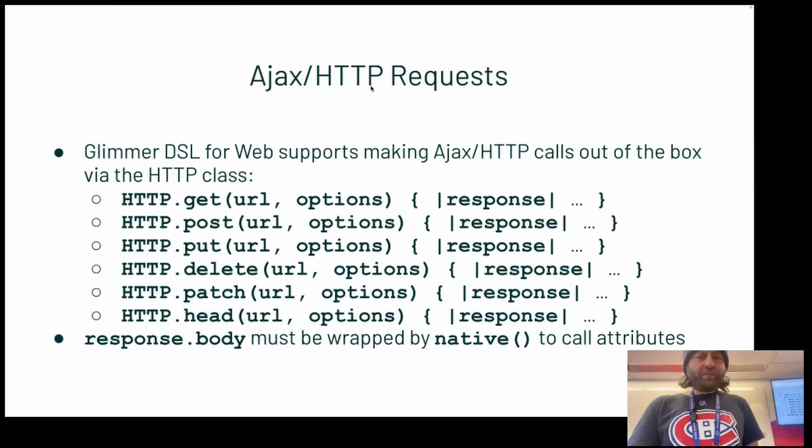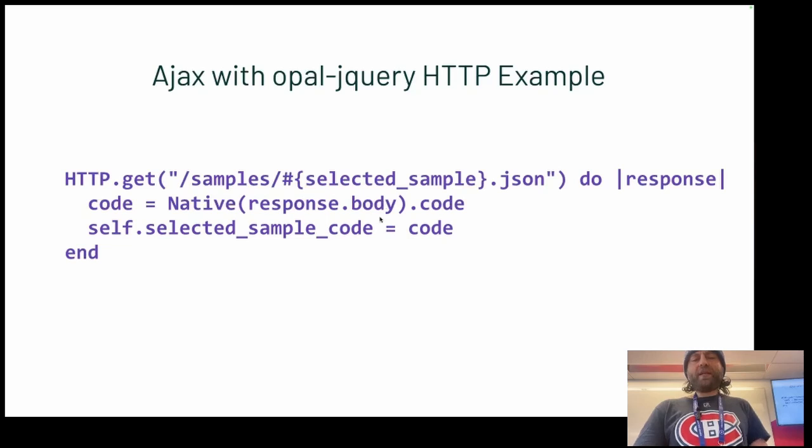And then HTTP or Ajax requests is a very important part of front-end development. So there's an HTTP class that comes with Glimmer that lets you do anything with an HTTP. Like you could do a get, a post, a put, delete, etc. You can pass it options, and then you get a response, and then you can do something once you receive the response. You can also integrate with other JavaScript libraries.